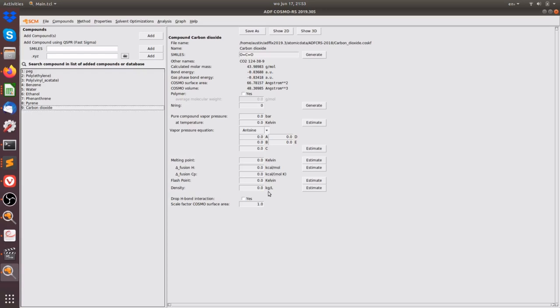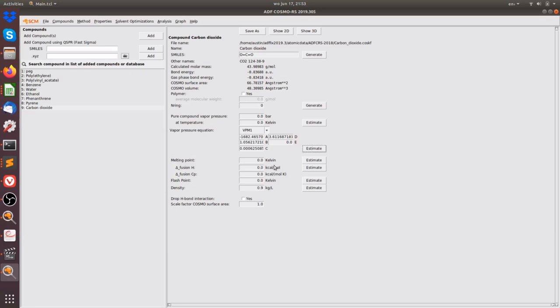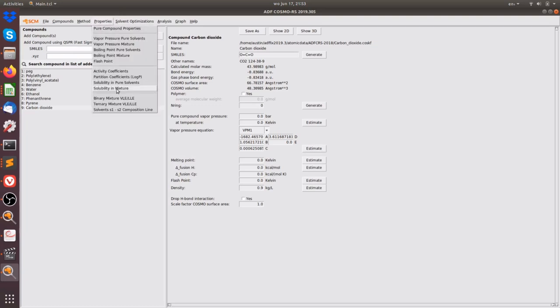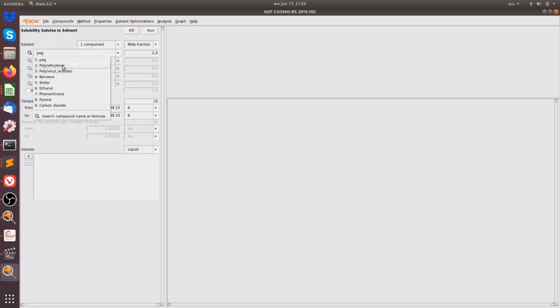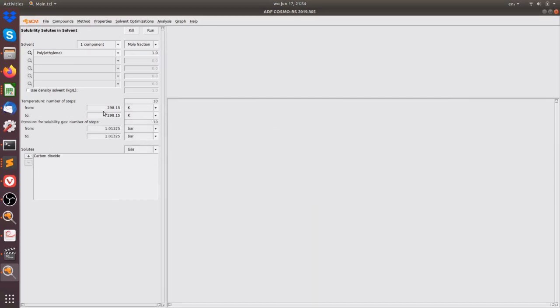So for carbon dioxide, we need to estimate the density of the hypothetical liquid phase, and that value is 0.9. That's the value I'm using. Also, because we're doing gas solubility, we need some idea of the vapor pressure. We can just use our built-in tool here to estimate the vapor pressure equation for that. So then we can go to solubility in a mixture or solubility in pure solvents. It doesn't matter. Select polyethylene as our solvent, and then here select carbon dioxide as a gas.